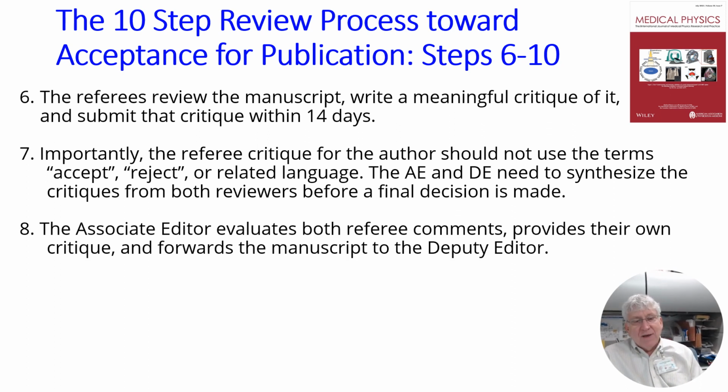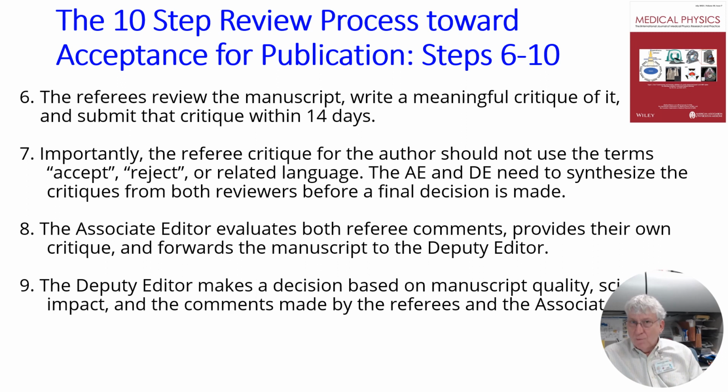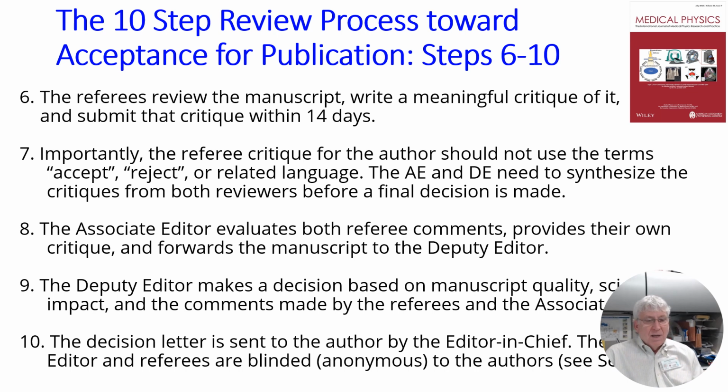The associate editor evaluates both referee comments, provides their own critique, and forwards all of this to the deputy editor, one of the 15 deputy editors, and ideally the one that was identified during the submission process. The deputy editor makes a decision based on manuscript quality, science, impact, and the comments made by the referees. And then the decision letter is sent to the author by the editor-in-chief, and referees continue to remain blinded to the authors forever.